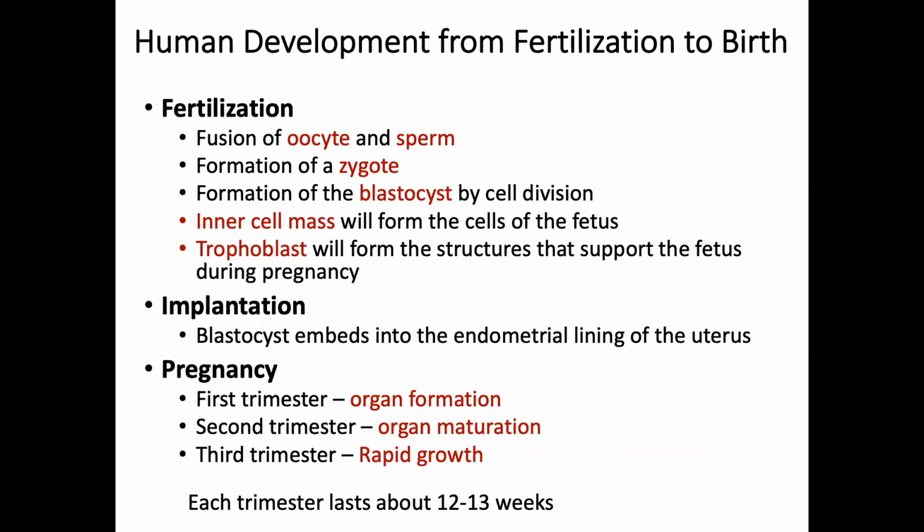Now we introduce the stage from fertilization to the baby's birth. The whole process includes fertilization, implantation, and pregnancy. Fertilization is a fusion of oocyte and sperm. The fertilized egg is called a zygote. Three days after fertilization, a normally developing embryo will contain about 6 to 10 cells. Then by the 5th or 6th day, the fertilized egg is known as a blastocyst.